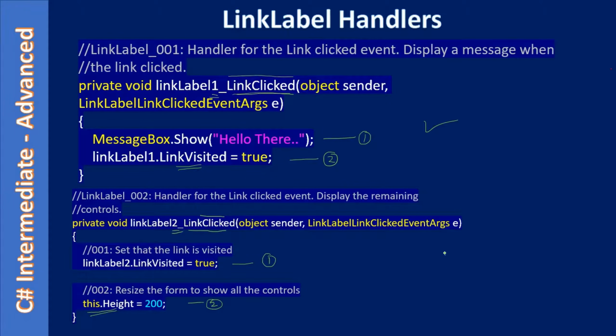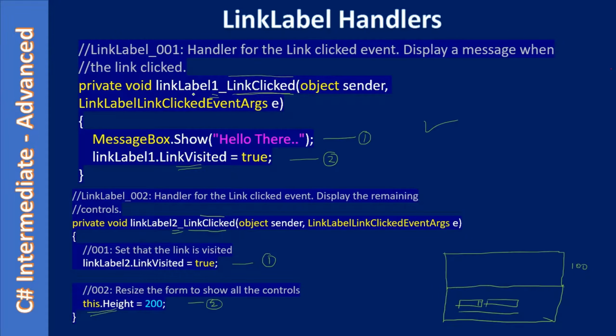That means when the form is presented or loaded, this will be the form size, let's say 100, and here we are changing it to 200. That means the form height increases. When it increases, it will show the remaining controls, that means the numeric up down as well as the text box, then the label control. All three can be seen.